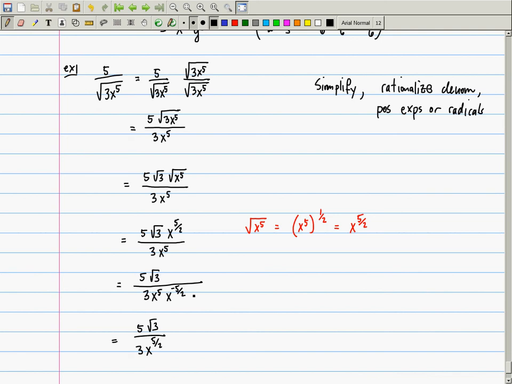Moving from here to here. The reason is because, right, x to the 5 multiplied by x to the negative 5 halves, that is x to the 5 minus 5 halves, right, and that is x to the 10 halves minus 5 halves, which is x to the 5 halves.